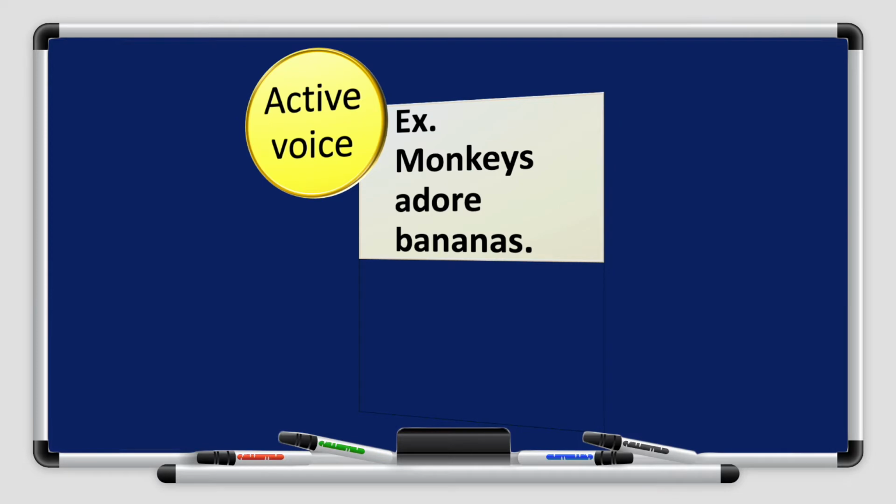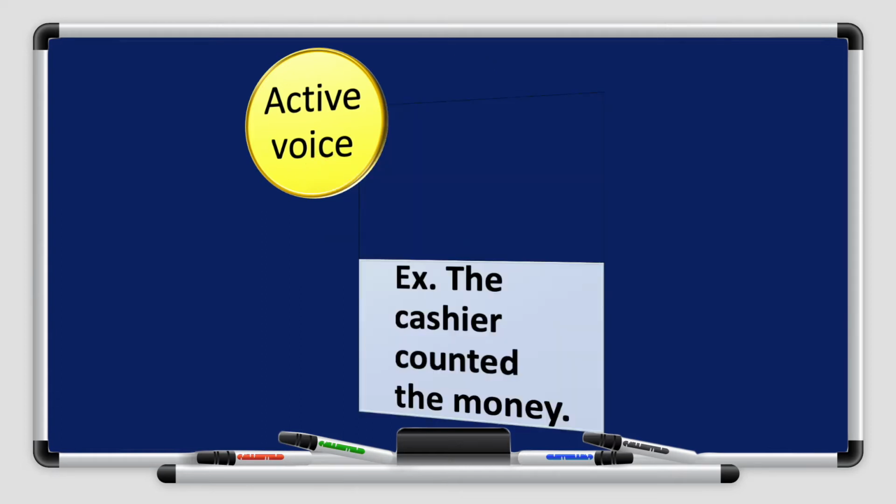Let's take an example for an active voice. Monkeys adore bananas. We have our subject, monkeys, verb, adore, and bananas, object. As you can see, we're going to follow an SVO pattern here. Let's take another example. The cashier counted the money. Where's our subject? Excellent, the cashier. What about the verb? Counted. Excellent. And the object? The money. So the subject here performed the verb's action.